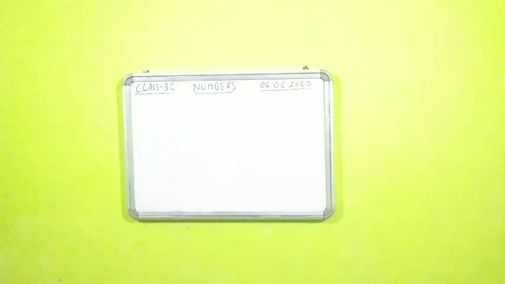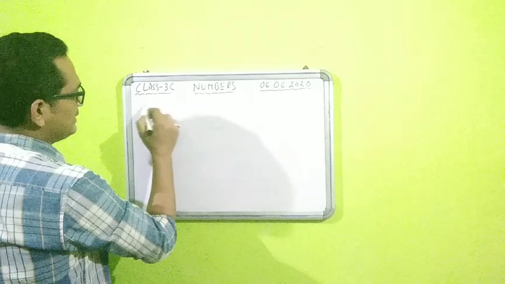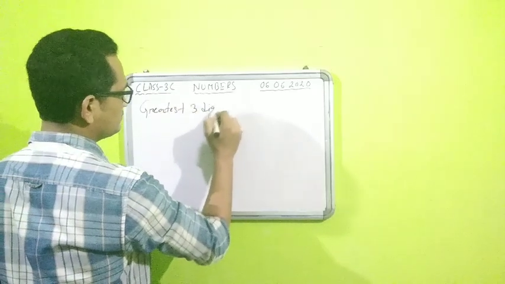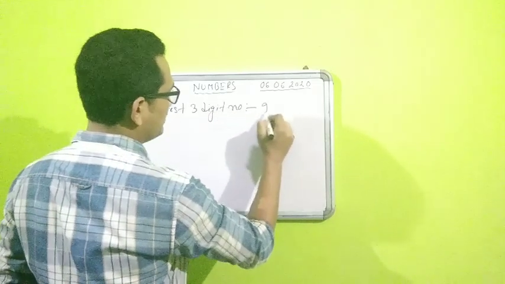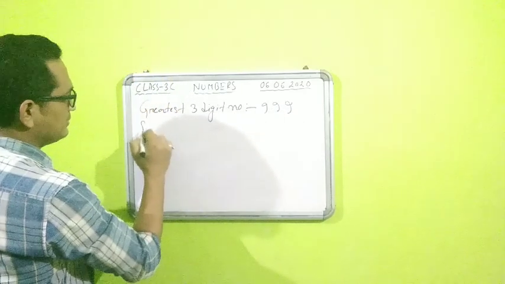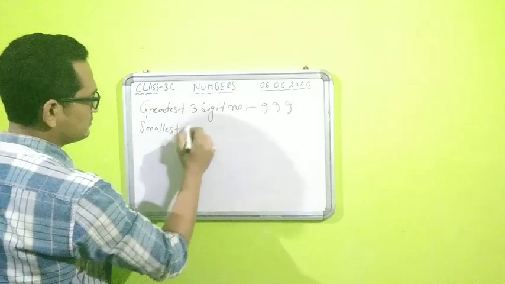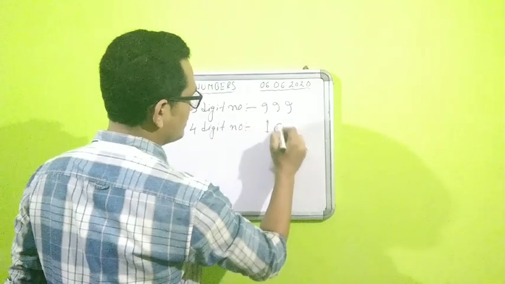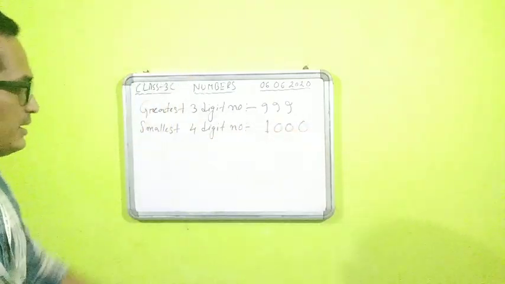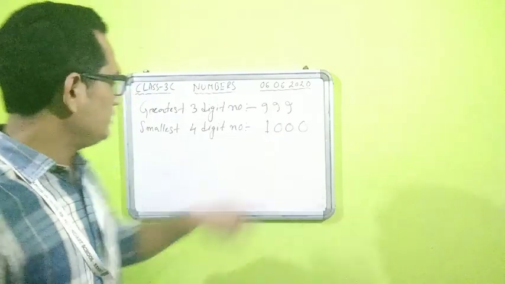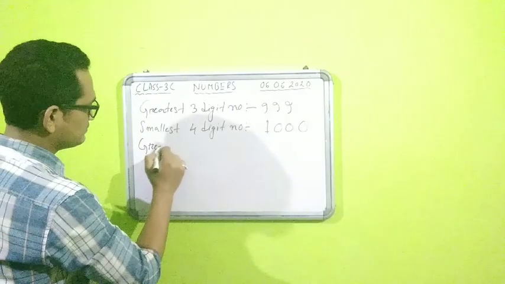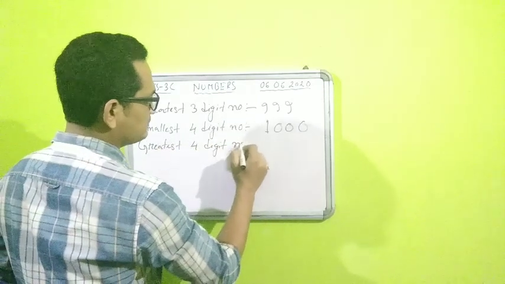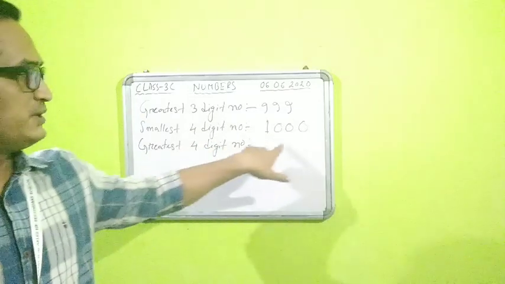We will write: greatest 3-digit number will be 999. Then smallest 4-digit number will be 1000. Fine. Now students, can you say what will be the greatest 4-digit number? Can you say that? What will be the greatest 4-digit number?